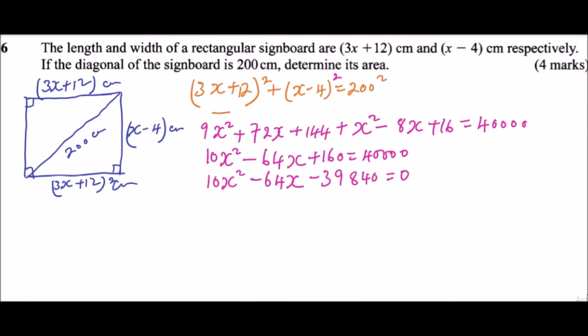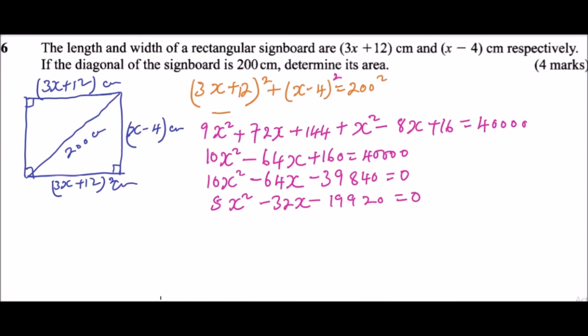We can divide by 2 throughout. You get 5x squared minus 32x minus 19,920 is equals to 0. This is a quadratic equation, and because our constant 19,920 is so big, to get the coefficient, I decided to use a formula to be able to get the value of x.